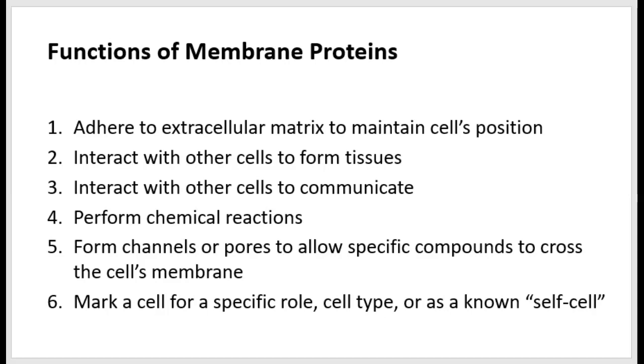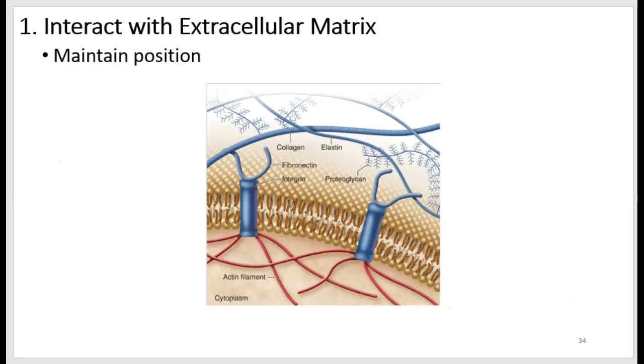Number 5, some membranes form channels or pores that allow specific compounds to cross the cell membrane to get into or out of the cell. And then number 6, some membrane proteins are markers for a cell's function, the type of cell it is, or a marker as your own cell, known as a self cell versus a foreign cell. So we'll go over these different functions briefly.